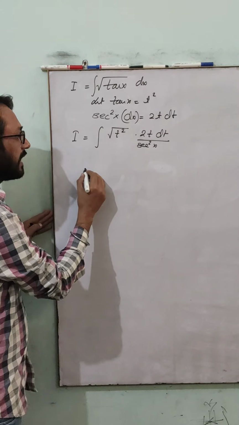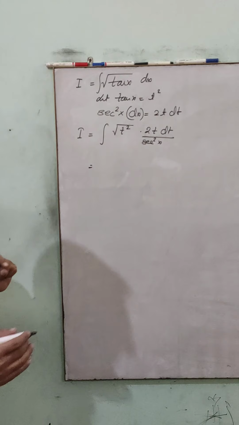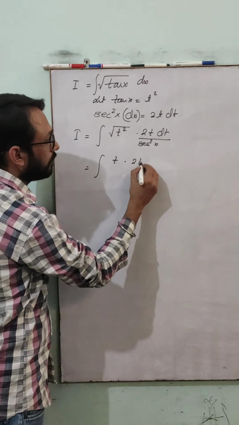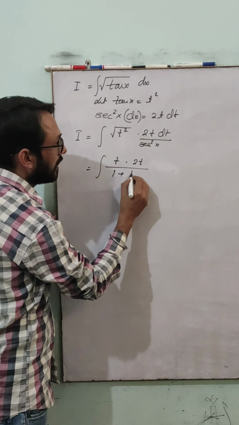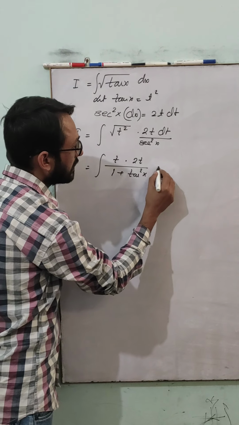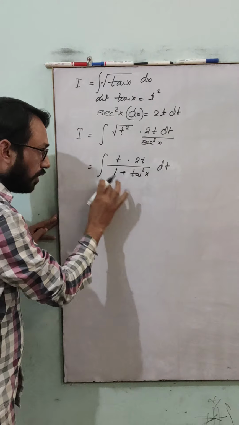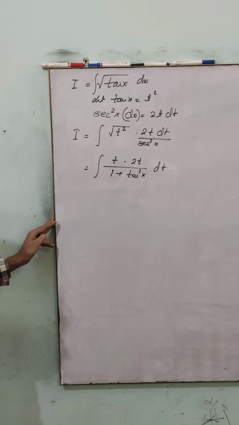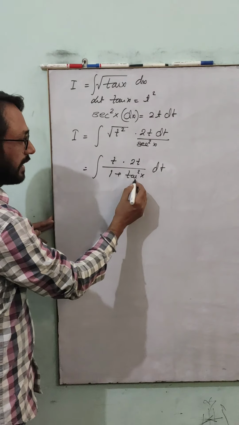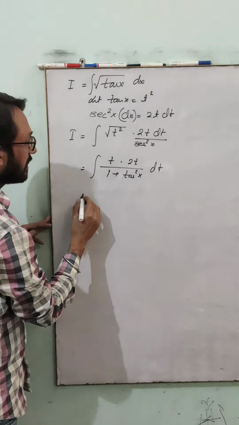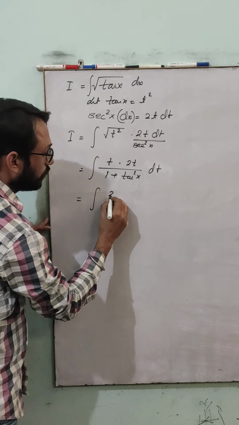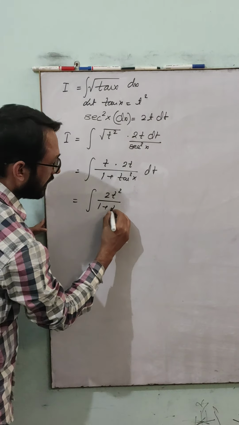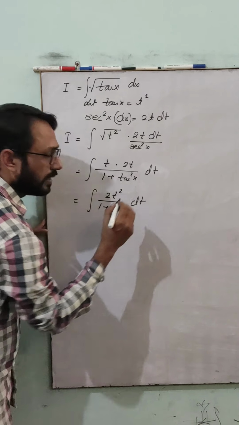Now sec square x I am able to convert it into tan x. So I am converting it. It will be t into 2t upon 1 plus tan square x dt. This whole must be in terms of t, then only we will be able to integrate it. So tan x can be written as t square. So it will be 2t square upon 1 plus t square to whole square, that is t4 dt.